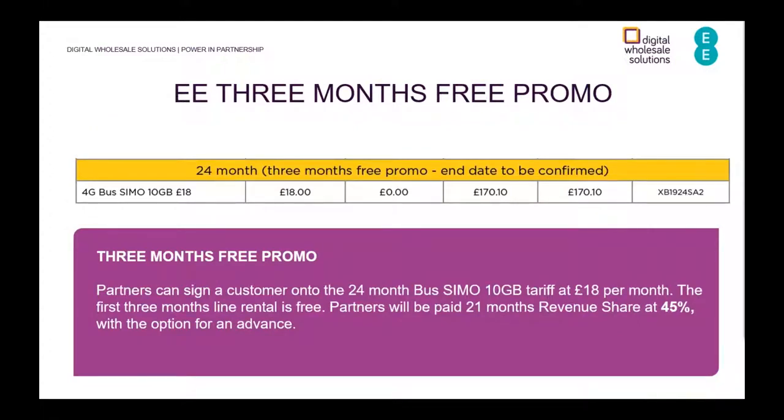And with the 3 months free promotion, partners can sign a customer onto the 24 months business SIMO 10 gig tariff at £18 per month, and the first 3 months line rental is free of charge. So on the back of that, we'll still advance you the 21 months worth of revenue share at 45%, to allow you to, obviously again, maybe supply the customer with a subsidized piece of equipment, etc., at a relatively low rate, at £18 a month for 10 gig.